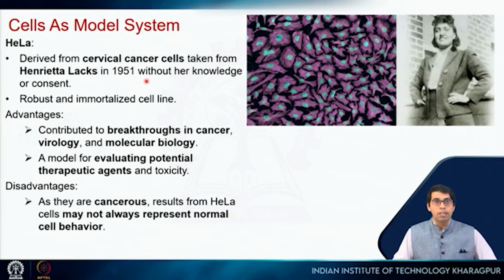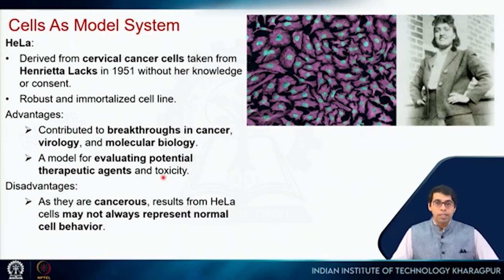However, it turns out that these cells are highly robust, and they are an immortalized cell line, so they can be used again and again and again. So HeLa cells have been used in many breakthrough research over the past 70 years. So it has contributed to breakthroughs in cancer research, in virology, and in molecular biology. So it is a model for evaluating potential therapeutic agents, and toxicity.